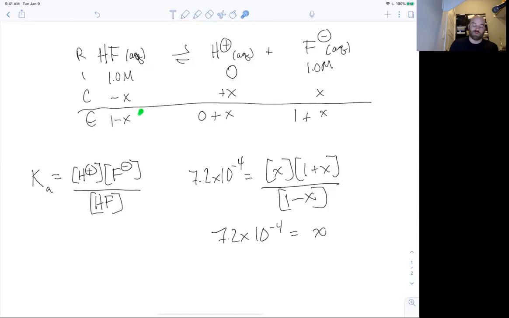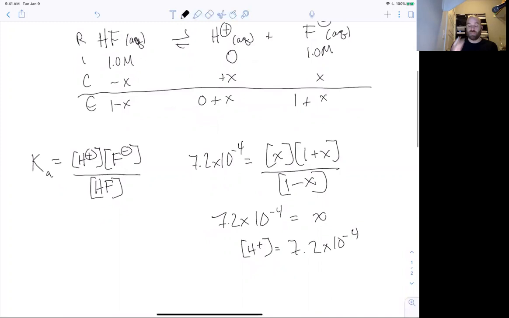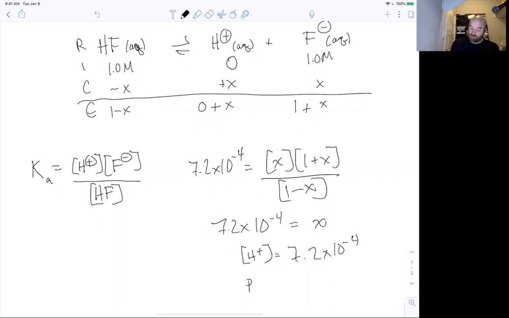If we want to calculate the pH, we would want to just look at the H plus concentration, which is equal to x, which is equal to 7.2 times 10 to the minus 4th. And then you can take the pH by taking the negative log of that. So let's do that real quick, and I'll show you what a buffer is and how this all works together. So our pH ends up being 3.14.